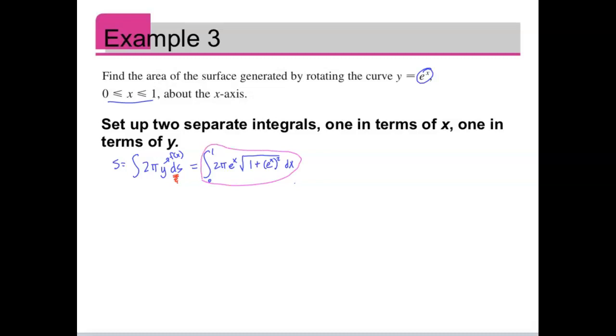That'll give me the surface area of that curve rotated around the x-axis between x equals 0 and x equals 1. Are there any questions on that one? Can you write e to the x squared as e to the 2x? Yes, you can, absolutely.